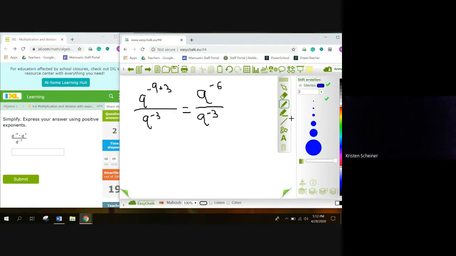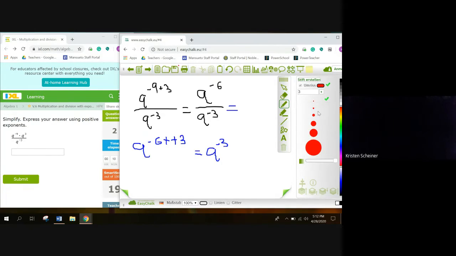On a problem like this, it is very important that you do not drop your negatives, because what this problem is actually saying is what is q to the negative 6 minus negative 3. And what happens with this double negative is it becomes a positive. And negative 6 plus 3 is negative 3. So now I finally have one term, q, raised to an exponent, which is negative 3.